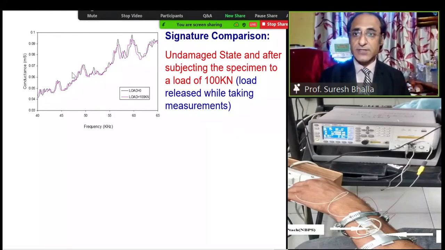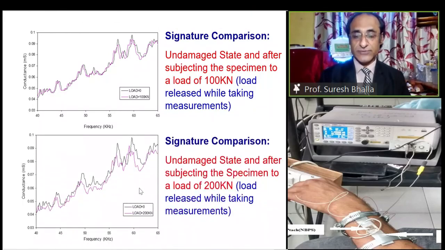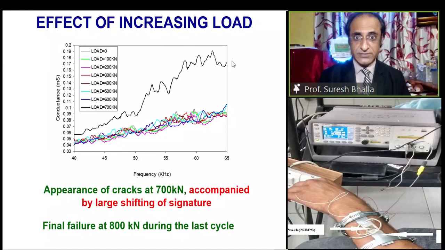But we can see the change in the signature, and when we double the load, we see more changes. So the technique is quite sensitive in detecting cracks. This is the case when the cube was at the penultimate failure stage, and it provided a very drastic change in the signature. So this technique is essentially signature based. A signature is like a fingerprint, and any deviation in it tells us that something is changing in the system.